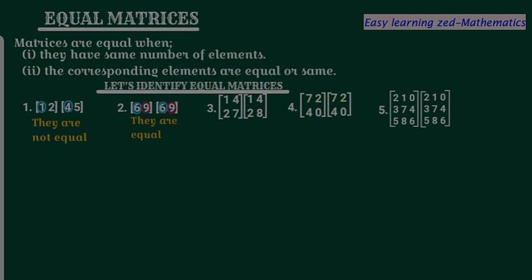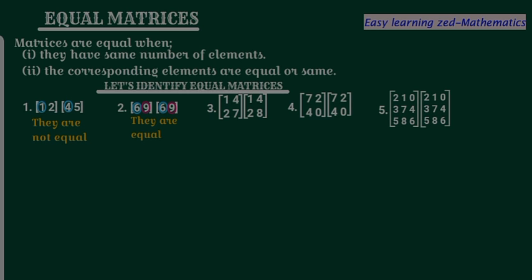Like I said earlier, if you don't know how to identify the position of elements in a matrix, you can watch the video. I've put the link in the description box so that it can help you understand the position of elements in a matrix. Okay, let's go to example 3. First, we count the number of elements these two matrices have. The first matrix has 4 elements and the second matrix has 4 elements. That means the first point has been fulfilled. Let's check the second point, which is that the corresponding elements are equal. Let's start with the 1,1 elements in both matrices.